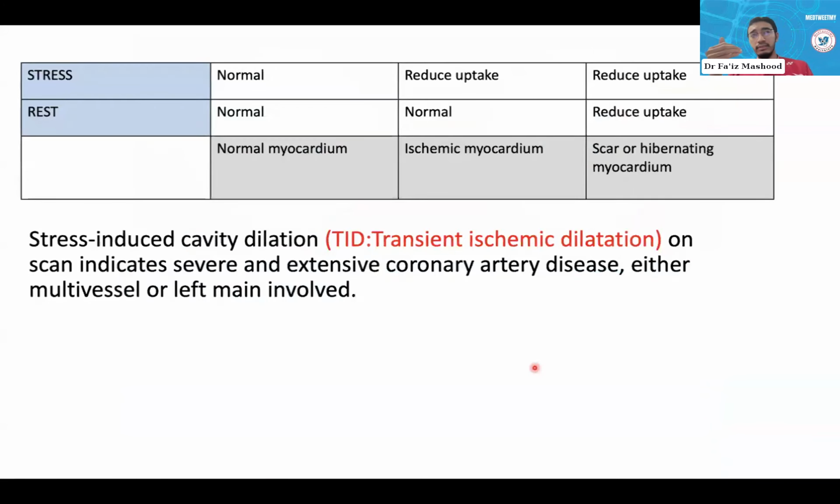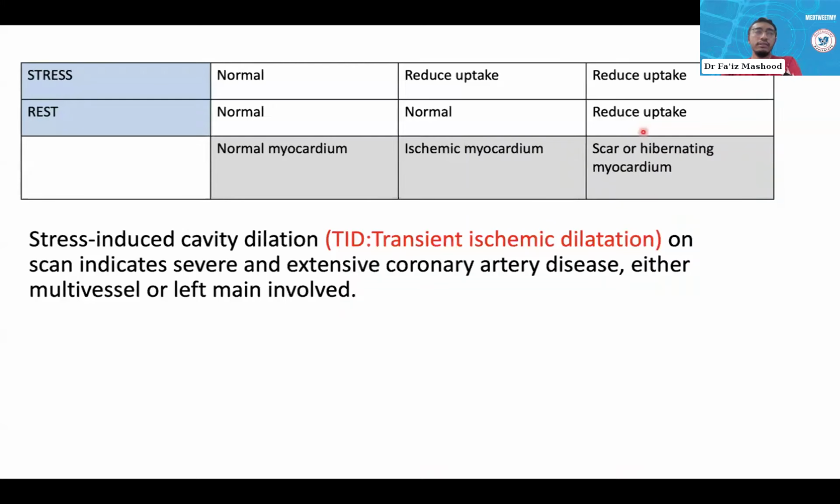So this is just a brief summary on how to interpret all these SPECT images again. If both at resting and stress stage, we are dealing with normal uptake, so it means a normal myocardium. If in resting stage, normal uptake, but at stress stage, it shows reduced uptake, we are dealing with some ischemia. If both at resting and stress stage, we are dealing with reduced uptake, likely we are dealing with scar or hibernating myocardium. Scar means infarcted area, okay?